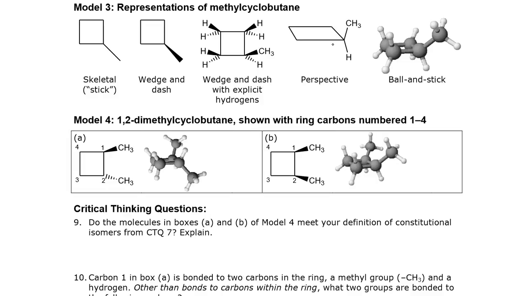Then we have Model 4. 1,2 dimethyl cyclobutane, shown with the ring carbons numbered 1 to 4. And there seem to be 2 of those, A and B. So critical thinking question number 9. Do the molecules in boxes A and B of Model 4 meet your definition of constitutional isomers from question 7? And explain. Pause the video and write a sentence.